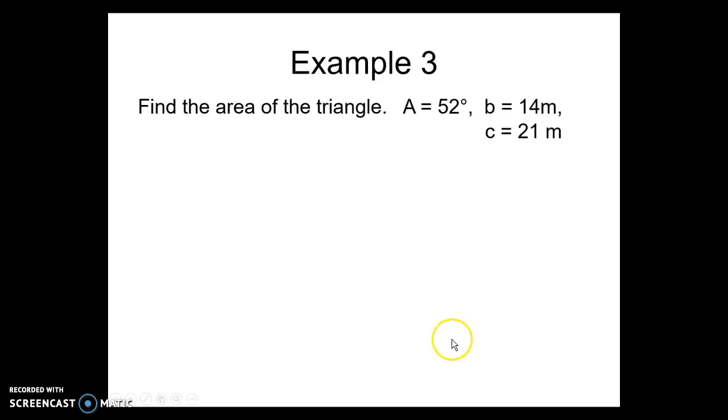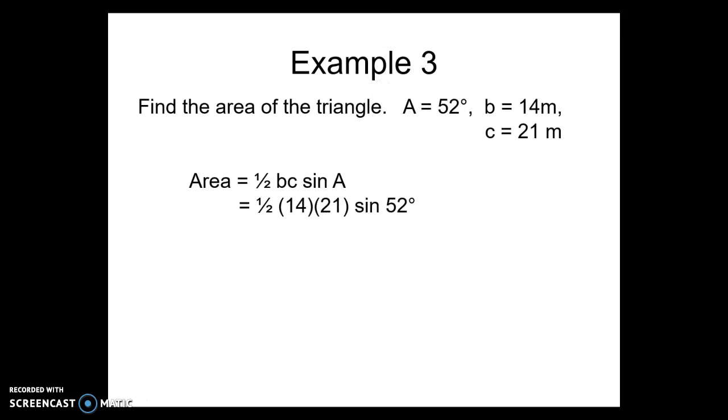All right, so here, find the area of the triangle. A equals 52 degrees, B is equal to 14, C is equal to 21, and so you can use this area formula that we had. I didn't really draw out the triangle for you, but I'll try to draw it out real quick so you can see what it looks like. Just bear with me, I'm going to pause the video and draw. Boom! There it is. Triangle back.